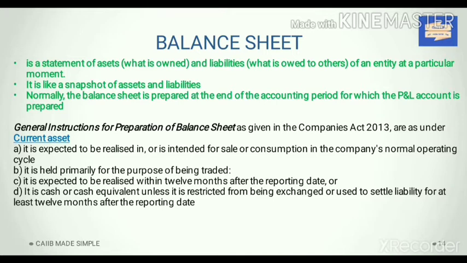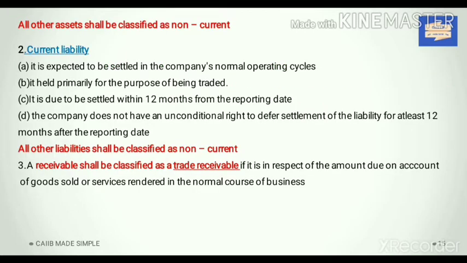First is current asset. A current asset is expected to be realized in, or is intended for sale or consumption in, the company's normal operating cycle. It is held primarily for the purpose of being traded. It is expected to be realized within 12 months after the reporting date. It is cash or cash equivalent unless it is restricted from being exchanged or used to settle a liability for at least 12 months after the reporting date. All other assets shall be classified as non-current.